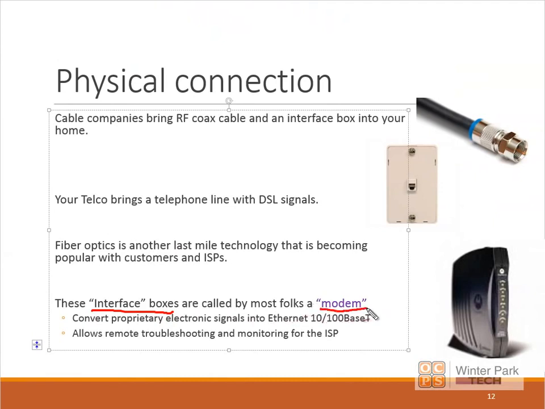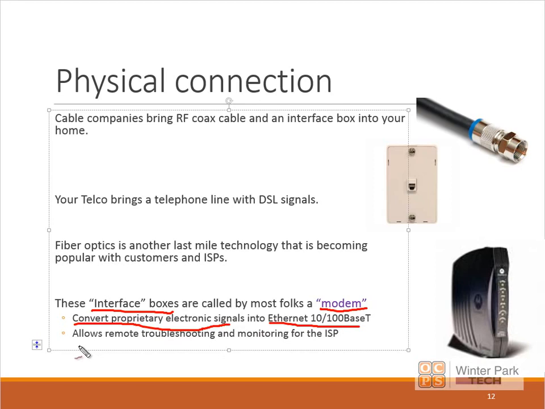The interface boxes that all of these ISPs bring into your home are typically called modems. Well, technically they're not. Modems have long passed away. Thankfully, we don't have modems in our home anymore. Modems actually translated digital signals into audio signals, and we've long left modems. But they're really interface boxes. They convert proprietary electronic signals from your ISP or fiber signals from your ISP into Ethernet. Your home uses Ethernet. So you're either going to use 10 base or 100 base T. Some homes may have a gigabit.